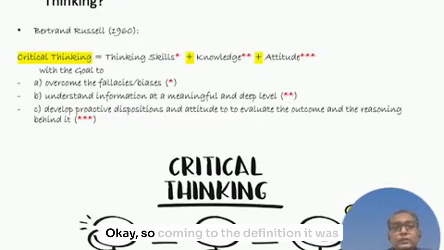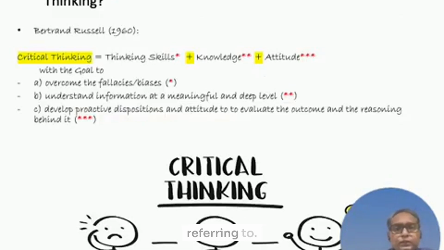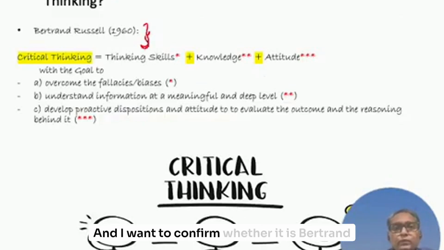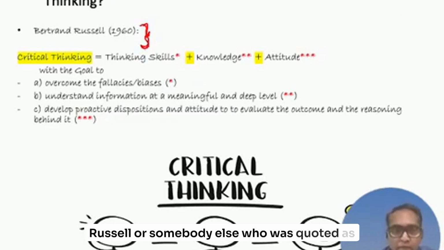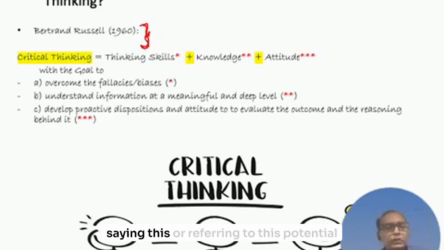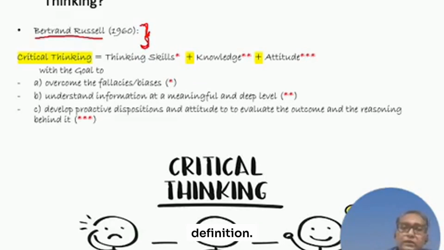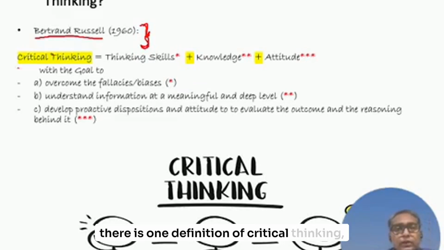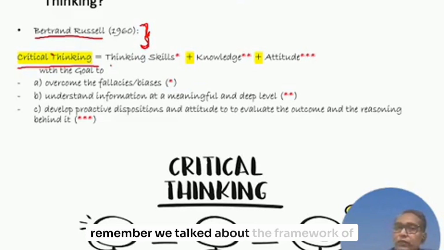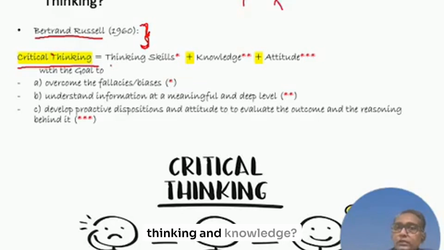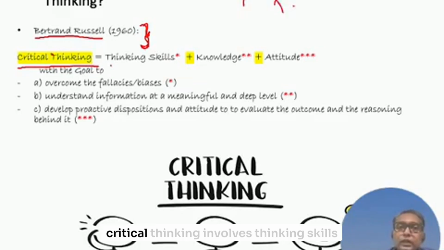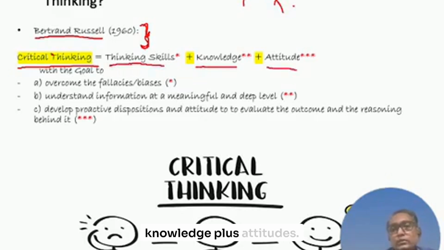Okay, so coming to the definition I was referring to, and I want to confirm whether it is Bertrand Russell or somebody else who was quoted as saying this or referring to this potential definition. There is one definition of critical thinking. Remember, we talked about the framework of thinking and knowledge? Those things are here. Critical thinking involves thinking skills, knowledge, plus attitudes.